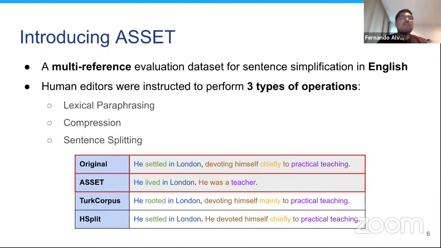So, for example, we have this original sentence: he settled in London, devoting himself chiefly to practical teaching. One of the simplification references that we have in ASSET for that sentence is: he lived in London, he was a teacher. As you can see, the 3 operations were performed: some lexical paraphrasing, some deletion, and there's a splitting. This is different compared to what happens for the same original sentence in TurkCorpus and HSplit. As you can see, in TurkCorpus, it's basically only lexical paraphrasing, and in HSplit, it's only sentence splitting. The 3 data sets are aligned in the sense that it's the same set of original sentences, just the manual simplifications are different. Each set tackles different sets of operations. So that's also good.